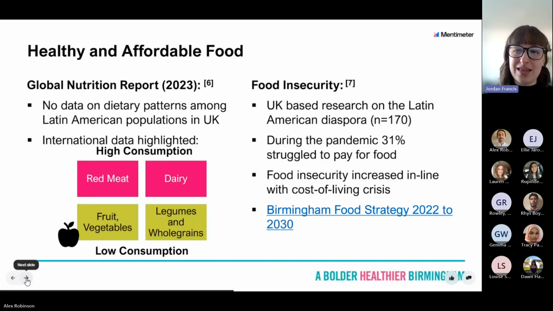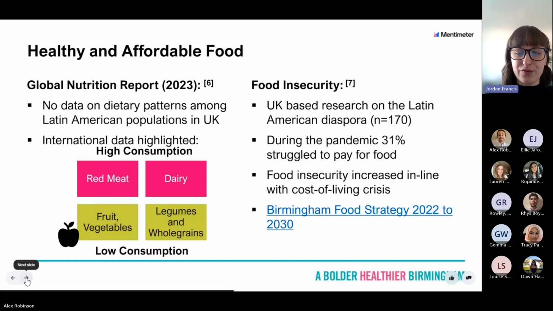Typically, what we saw in the Global Nutrition Report for Latin American countries is a high consumption of food groups like red meat and dairy. On average, the red meat intake was 495% of the daily target intake, which was 69 grams on average per day. And there was low consumption of fruits, vegetables, legumes, and whole grains. So some of those healthier eating behaviours may typically be a bit lower among Latin American populations.